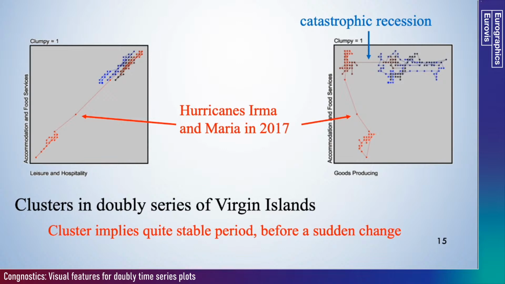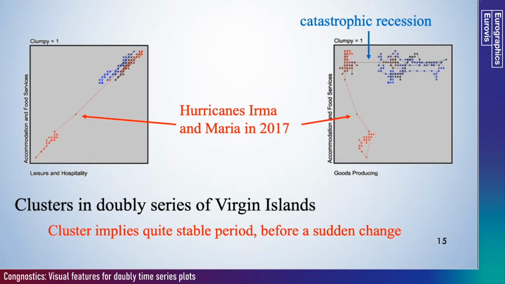Firstly, we found clusters in the doubly time series of the US employment data. This data is the number of employees, in thousands, of various economic sectors of all states in the US. The dataset is a collection of monthly time series from 1999 to 2019.